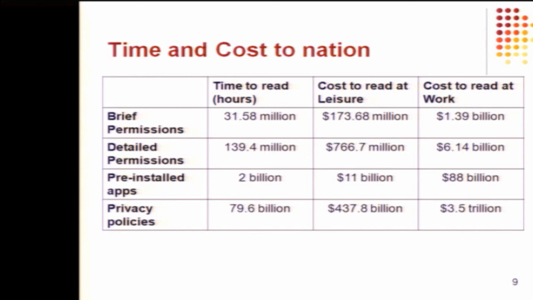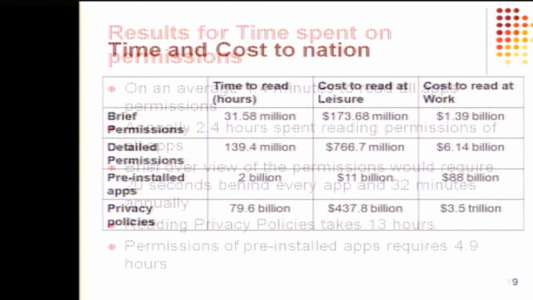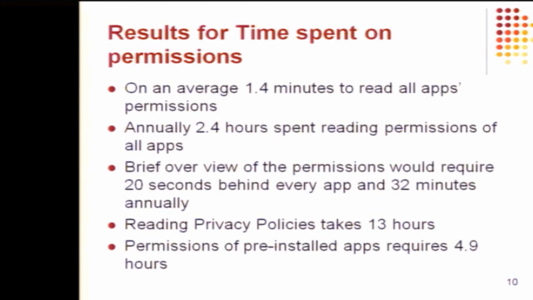So if detailed permissions are read, the nation still bears a cost of 6.14 billion, as opposed to a mobile revenue of about 4 billion a year. And this was for the years 2012-2013.